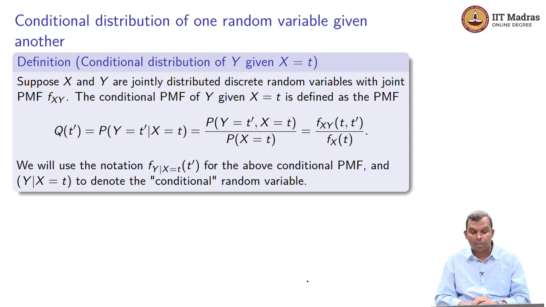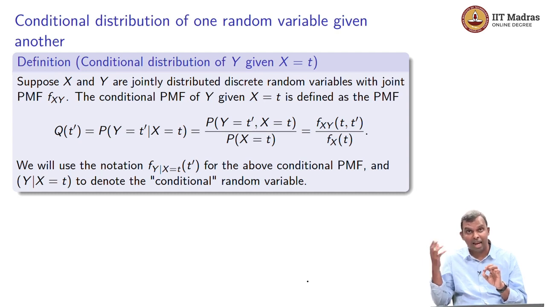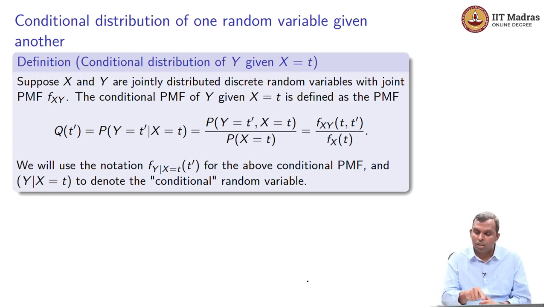Basically it's the probability that Y equals t prime given X equals t. You can just do this calculation again. This is just an ordinary conditional probability now, right? Y equals t prime given X equals t. It's the probability of Y equals t prime comma X equals t. Remember, comma is 'and'. So it's the intersection, Y equals t prime and X equals t, divided by the probability that X equals t. And notice what the numerator is: the numerator is the joint PMF f_{X,Y} of t comma t prime, and the denominator is the marginal PMF f_X of t.